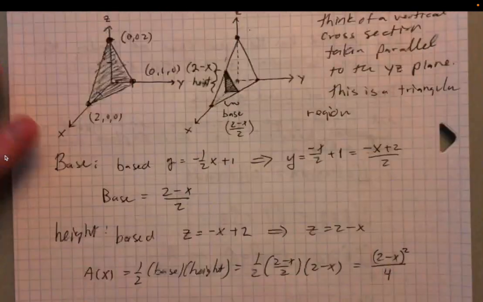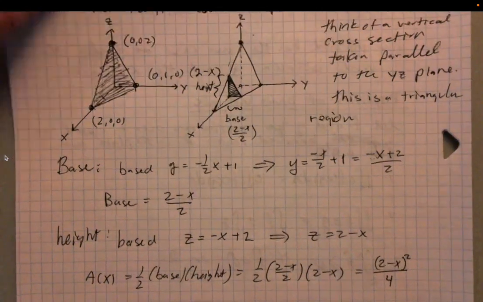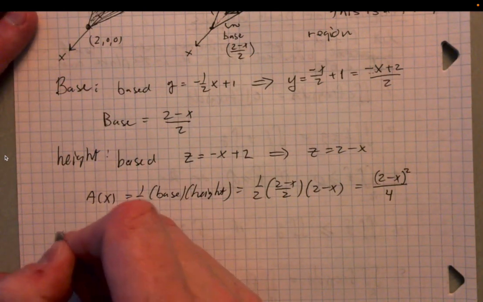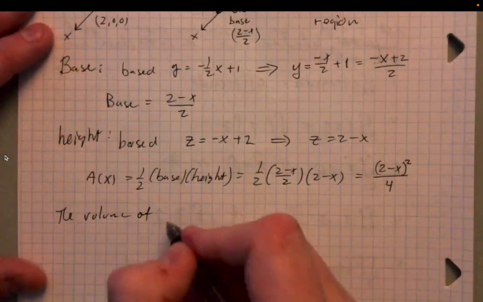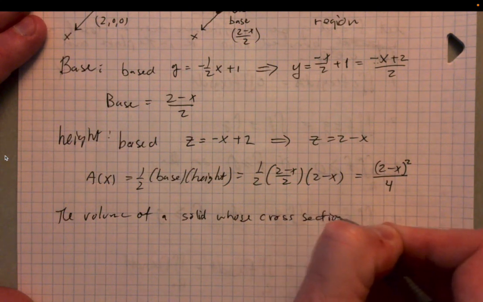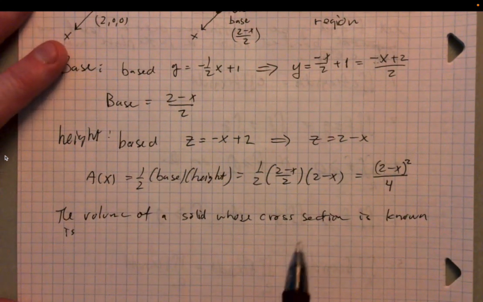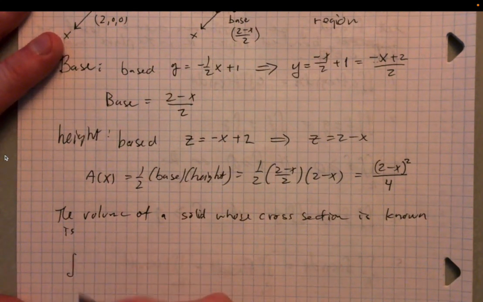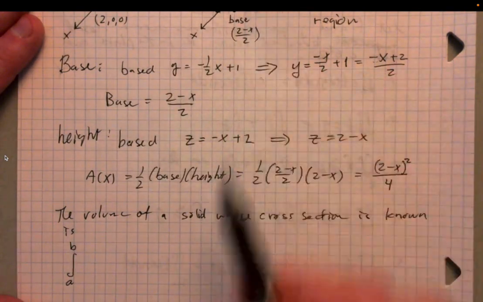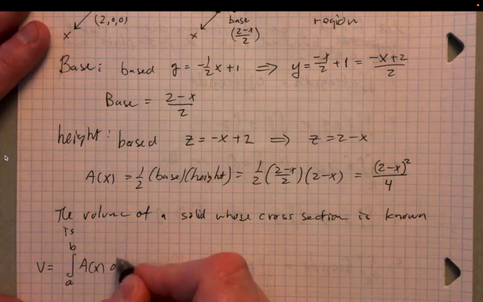And so this gets us the area of the cross section. If we think about going back to Calculus 2, the volume of a solid whose cross section is known is straightforward. It's taken basically from Calculus 2. It's going to be equal to the integral from a up to b of the area as a function of x, dx.